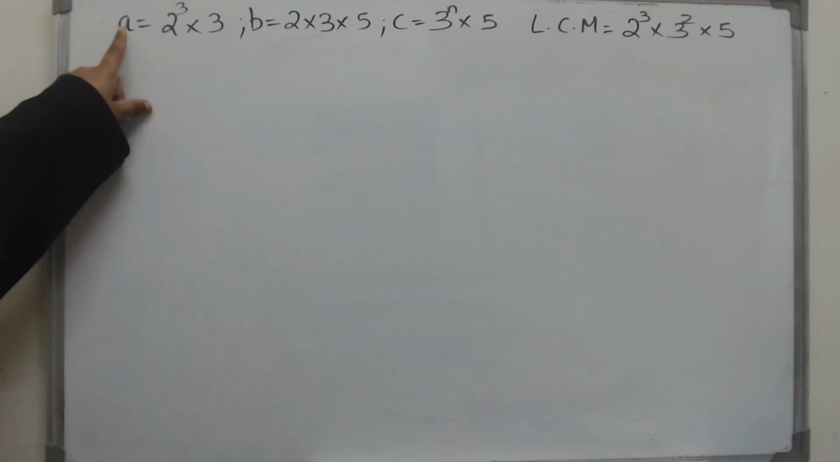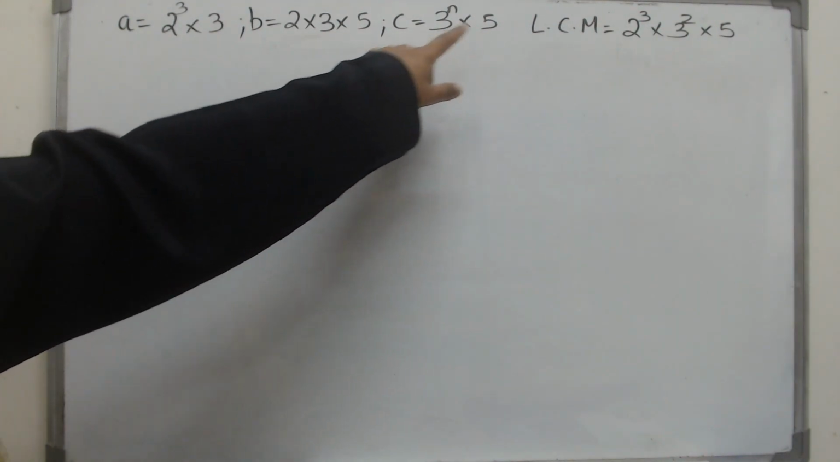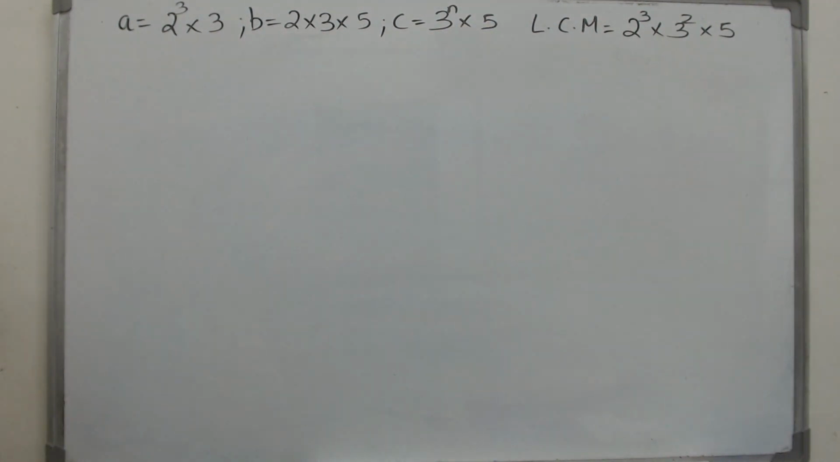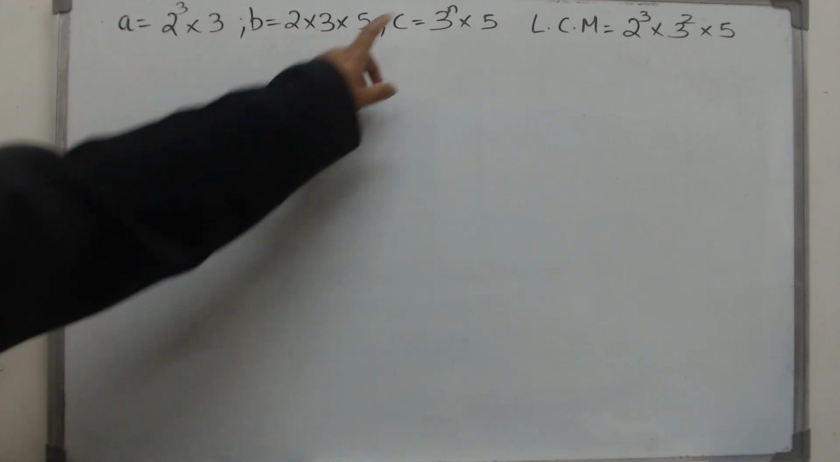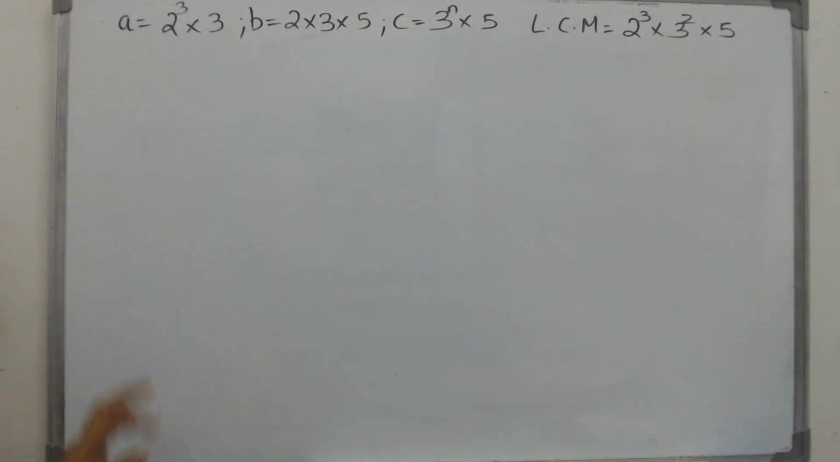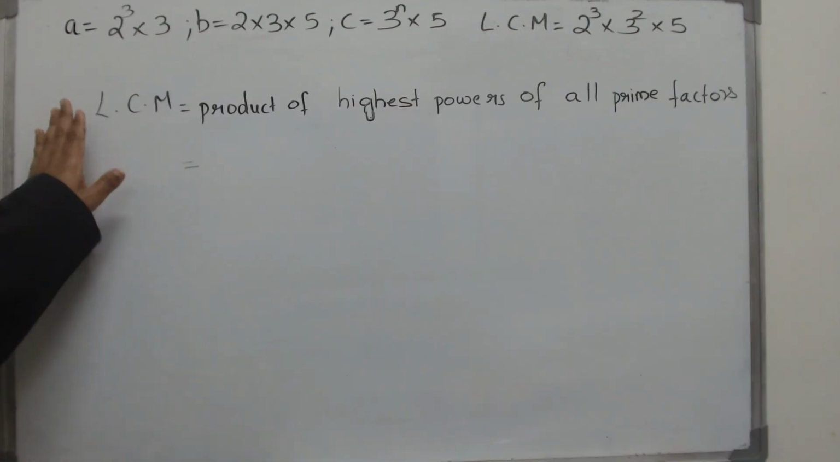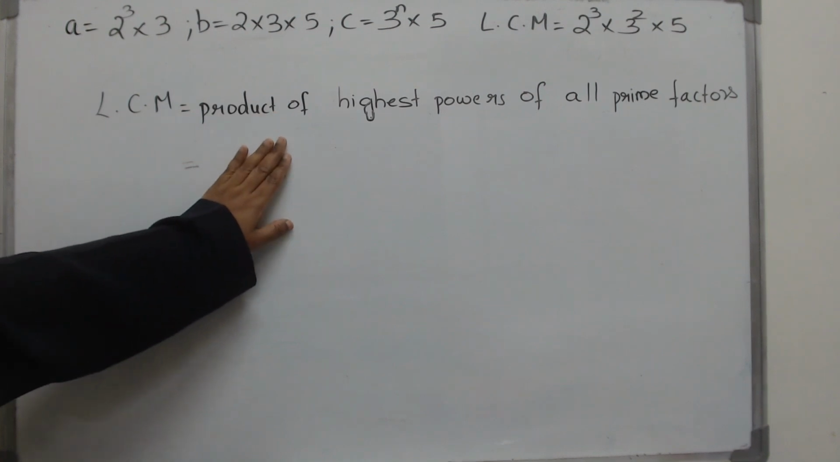Here, three numbers A, B and C are given. Their LCM is also given. Now what is the problem? There is an unknown here. What we need to find is the value of N. Now what is the formula for LCM? Now the LCM is given by this formula.